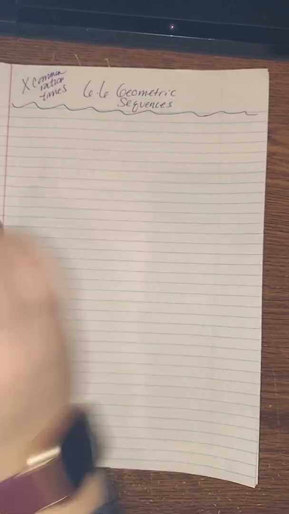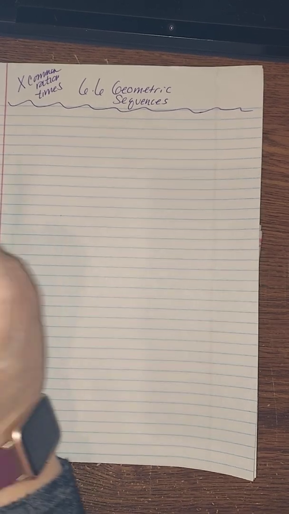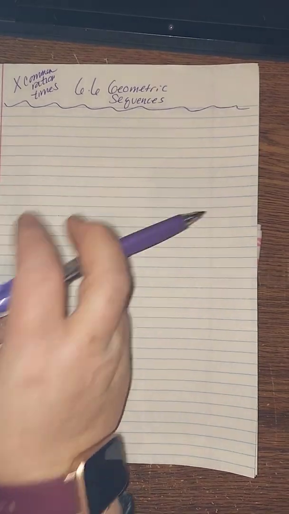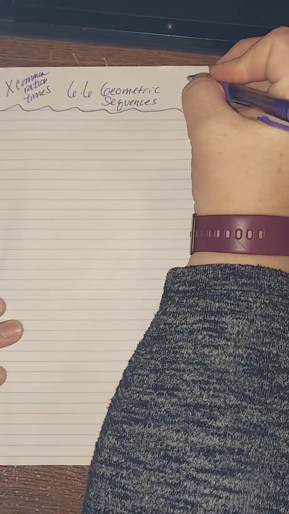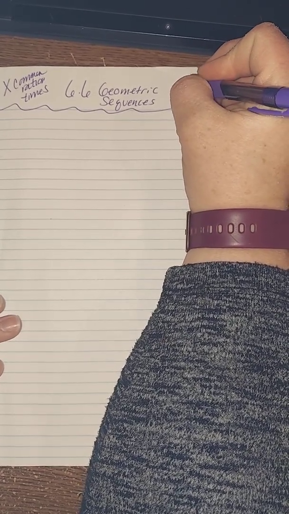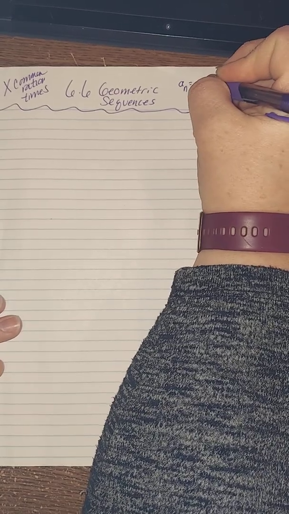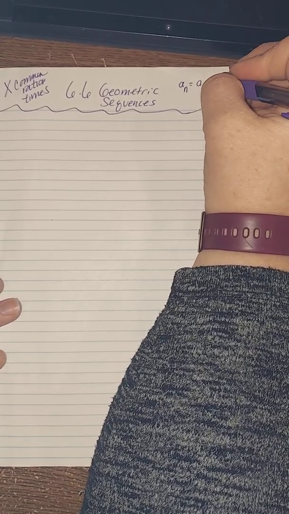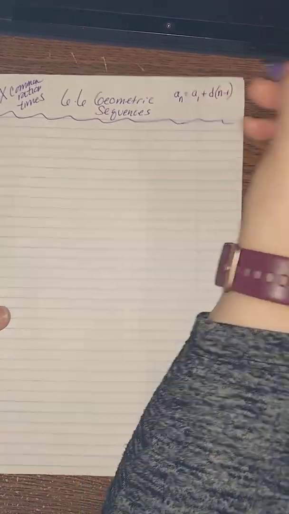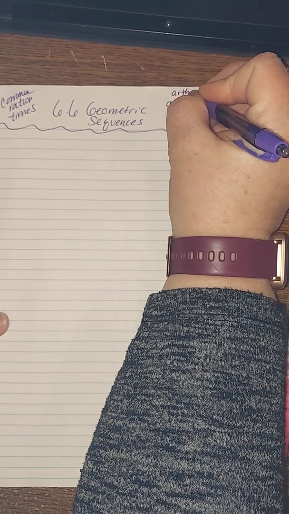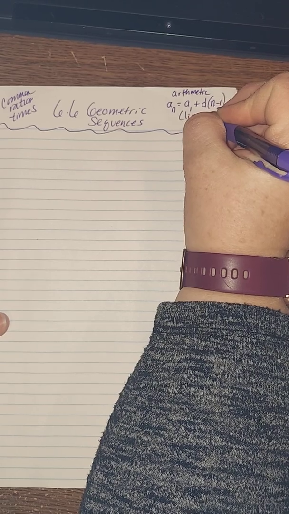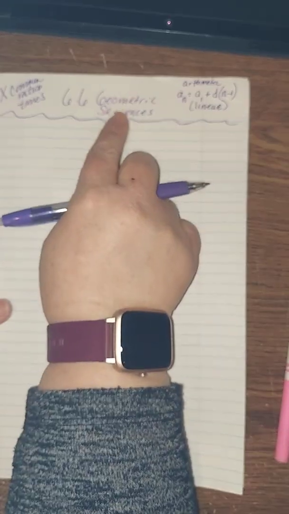So geometric sequences. So you might be saying, this is basic. I remember doing arithmetic. Right, because arithmetic sequences had a common difference, right? So do you remember, a sub n was a sub 1 plus d times n minus 1, or n minus 1 times d. This was arithmetic. Okay, this was modeling linear. Okay, now we're doing geometric.